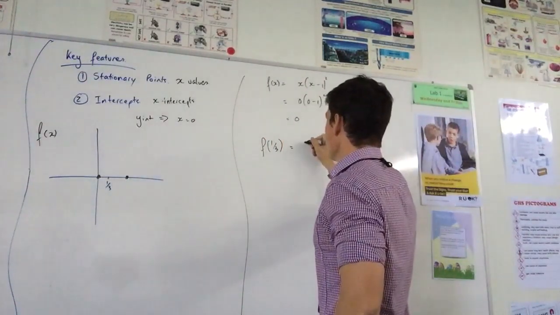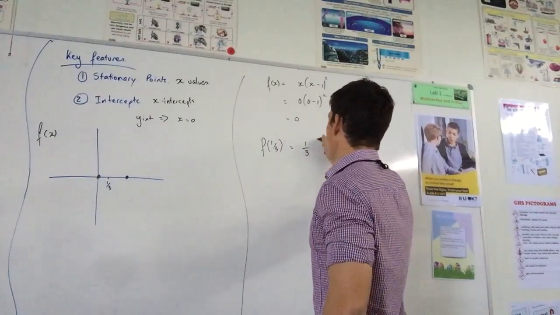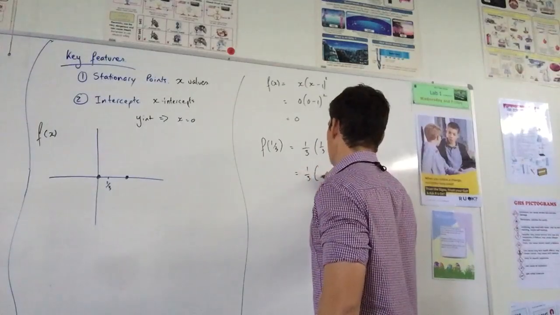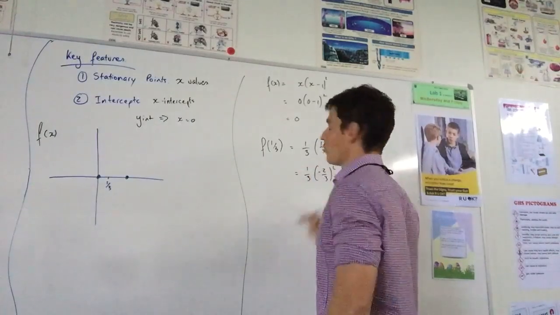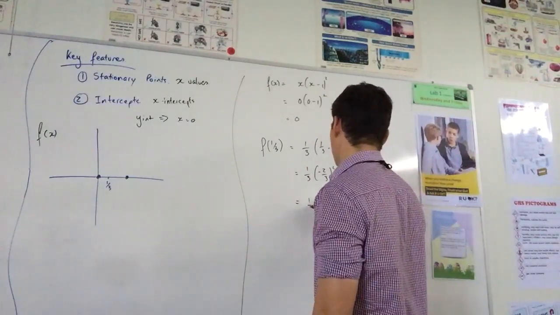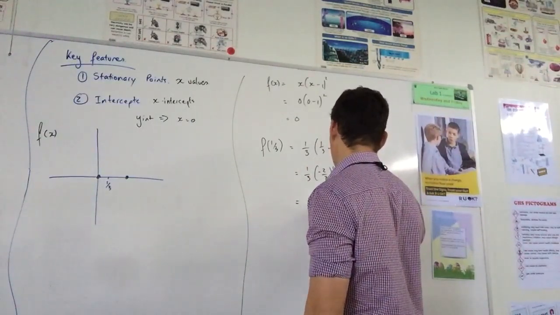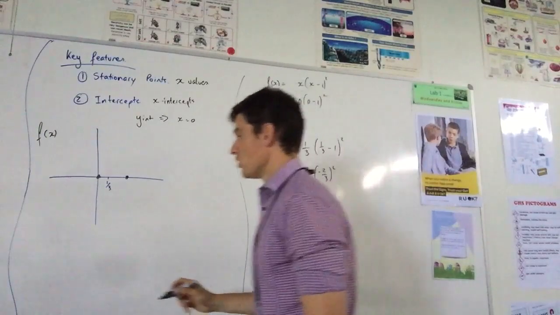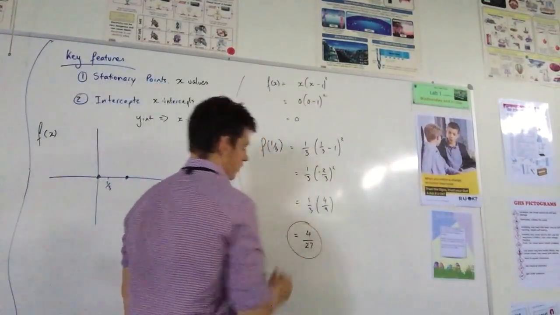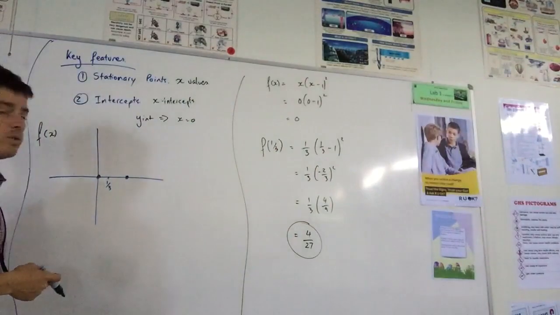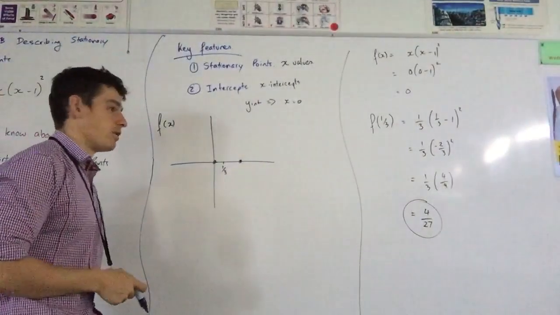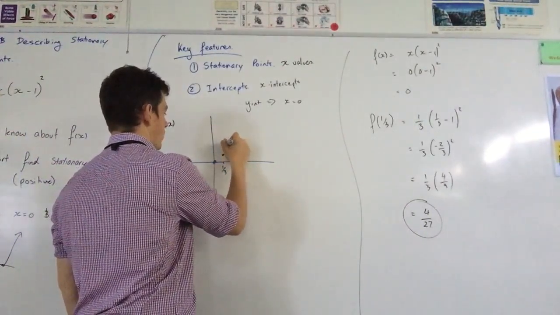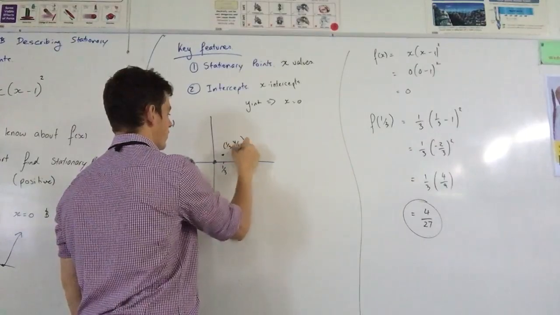So again, we sub that value into our function: 1/3 times (1/3 minus 1) squared, which equals 1/3 times (negative 2/3) squared, which equals 1/3 times 4/9, which equals 4/27. We don't need to know exactly where 4/27 is, we just need to know that it's less than 1, somewhere near a quarter. So we pick a point there and call that (1/3, 4/27).